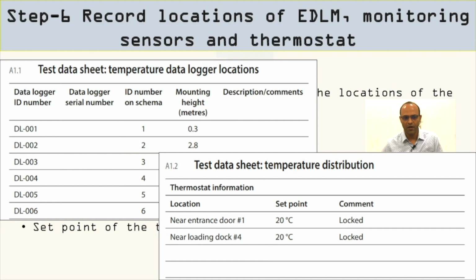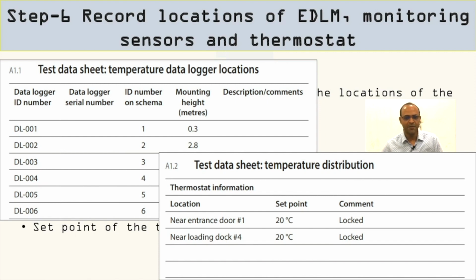Next step is to record the location of the EDLMs, monitoring sensors and thermostat. A data sheet should be provided to record the locations of the temperature sensing devices, for example, information like EDLM, sensor ID numbers, serial numbers, mounting height, set point of the thermostats. Now for example, here in this test data sheet, you have the data logger ID number, for example DL001, DL002, DL003 and so on. The serial number of the data logger should be entered.